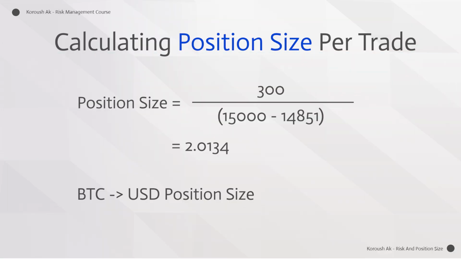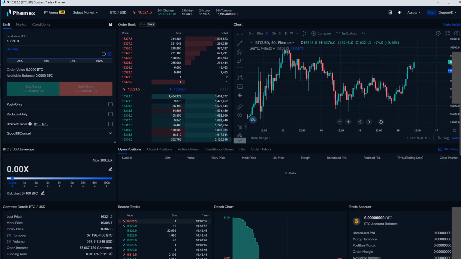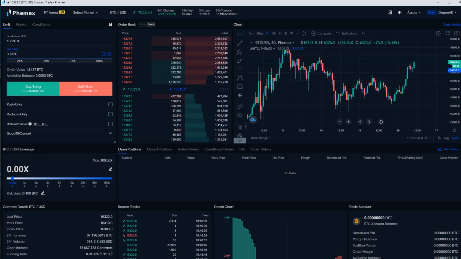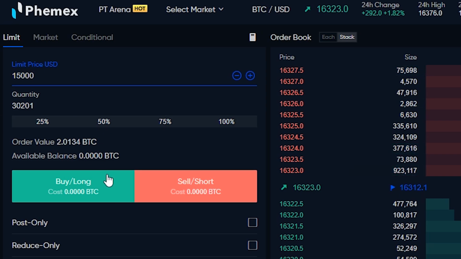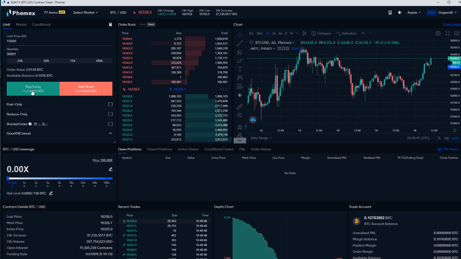We take our entry price, which was that $15,000, and then we multiply that by 2.0134. Once we get that, we get our final USD value output of 30,201. And now that we have our output, we go 30,201, that's 30,201, and we click, put our entry price at the correct 15,000, and then we click buy.